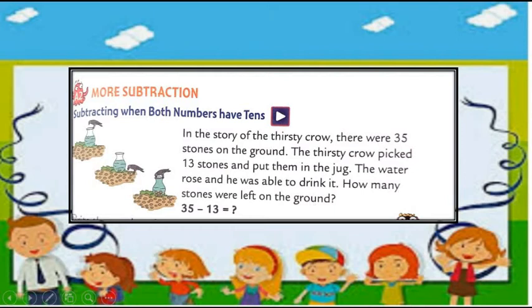How can we find this out? Tell me. As he was having 35 stones and lost 13, we have to subtract 13 from 35. This is the sign of minus. First we have to prepare the equation like this. 35 minus 13 is equal to what? Let's see what happens.